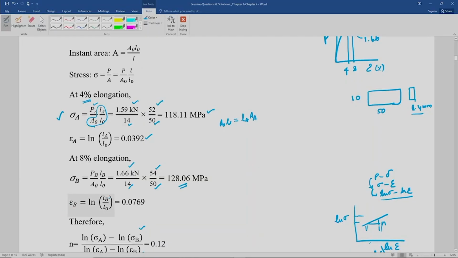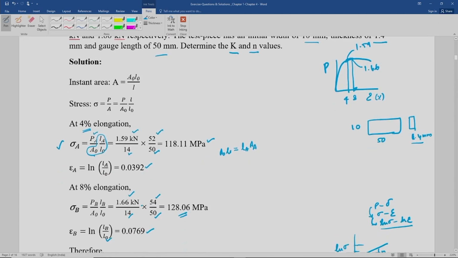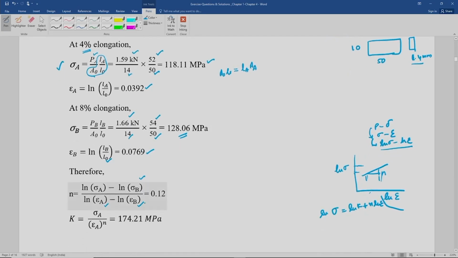Epsilon b, ln of LB by L naught. So L naught remains same, only LB is going to change, 54. So you will get a naturally larger strain here. It is 0.0769. So, all are known to you. You can just substitute it here.